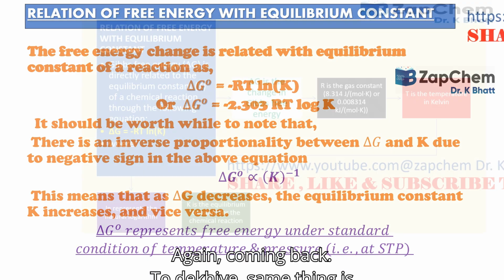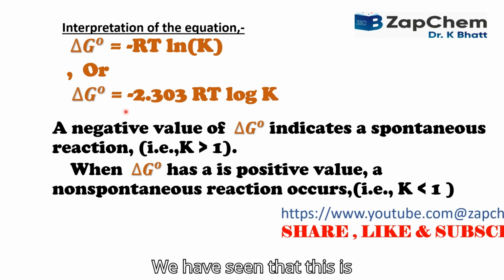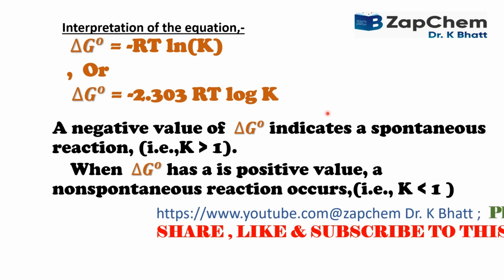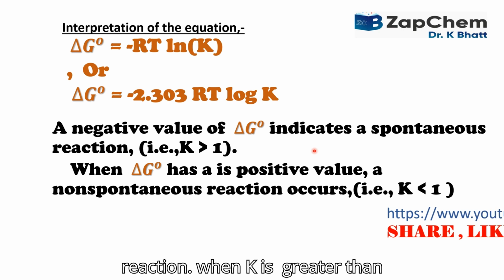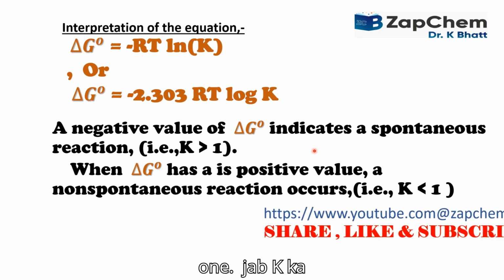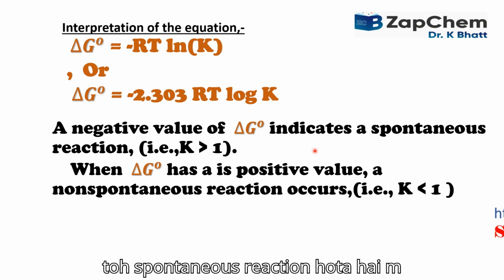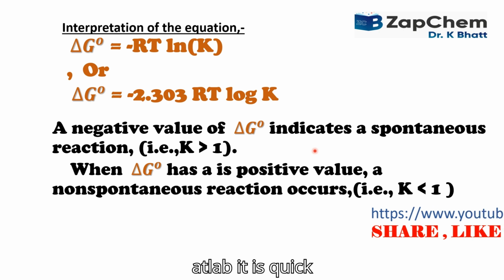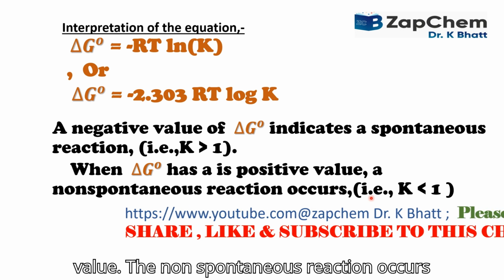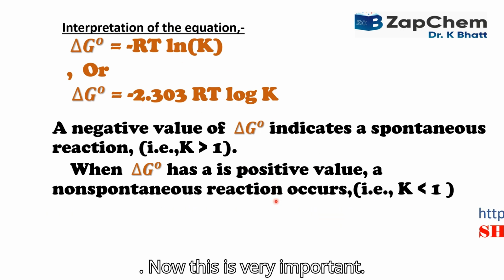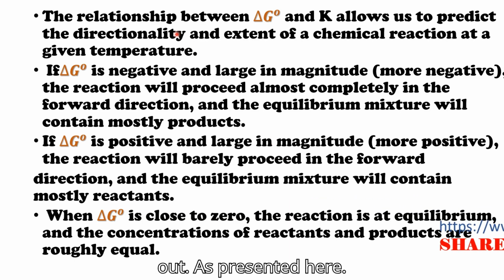तो देखिए, again same thing coming back, we have seen that this is equal to minus 2.303 RT log K. Negative value indicates a spontaneous reaction when K is greater than 1. K का वैल्यू अगर 1 से ज्यादा हो जाता है तो spontaneous reaction होता है, मतलब it is a quick reaction. When delta G has a positive value, a non-spontaneous reaction occurs. Now this is very important. This inference we have to make out as represented here.